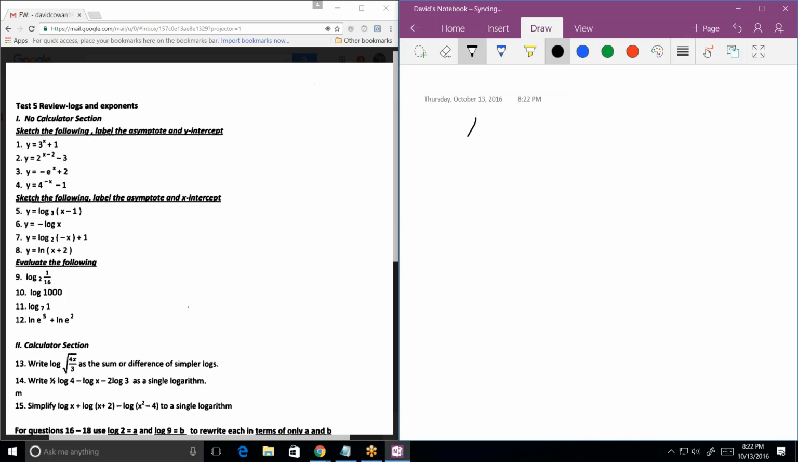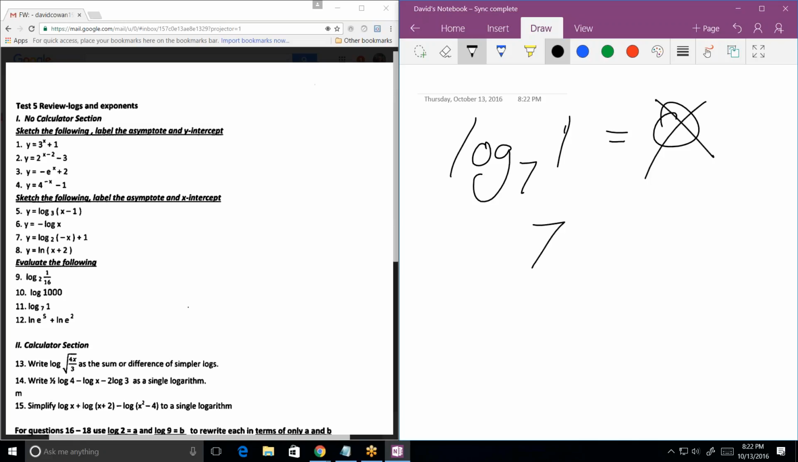Next one, log base 7 of 1. This one I don't need to add the x. Why? Would it just be 0? What's the log of 1 always? 0. Notice that if I had added the x, I would have been looking at 7 to the x equals 1. X has to be 0. But the log base anything of 1 is always 0.